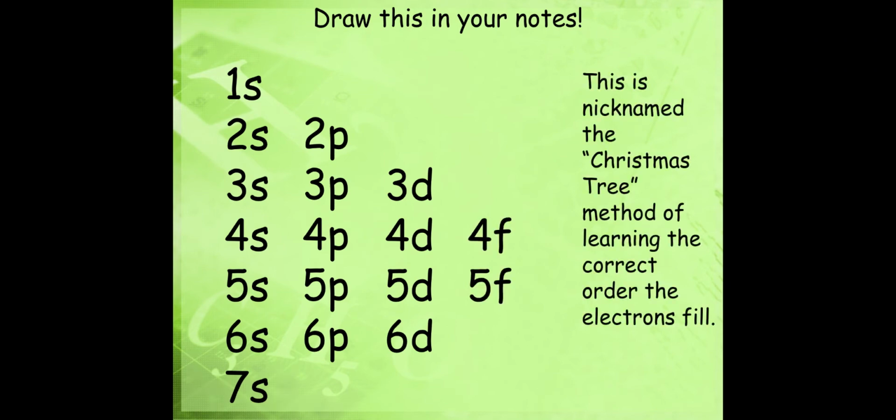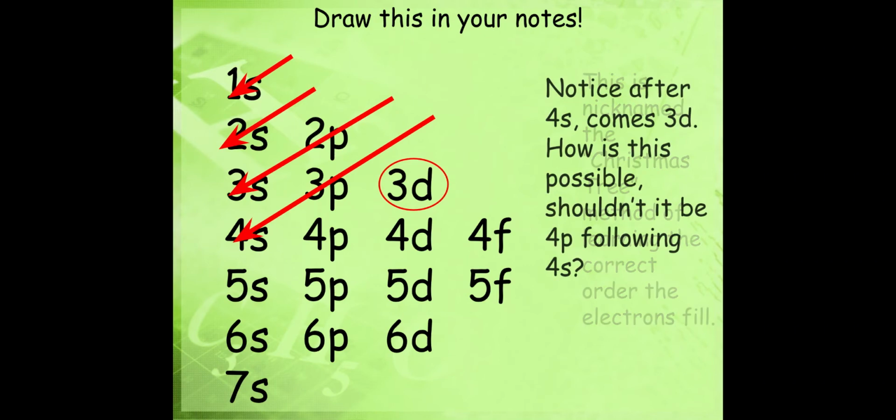Okay. We used the first method to draw the electronic configuration. Now I'm going to introduce you to a second method. This is called the Christmas tree method, as you can see. We list all the orbitals and we are going to learn a different method to write the electronic configuration. So if you draw this, you pass arrows across like that. Okay? You pass arrows across.